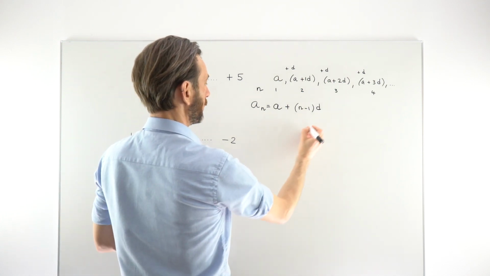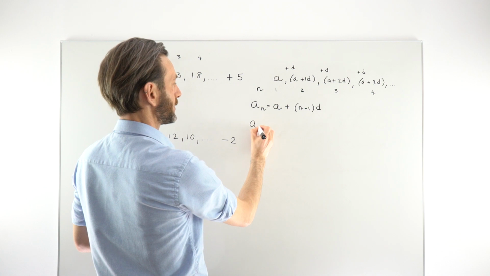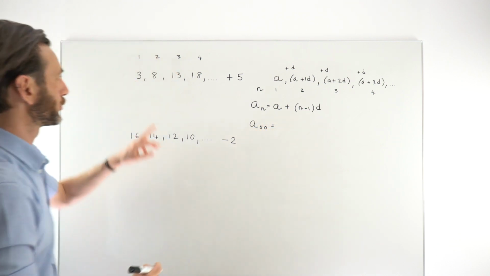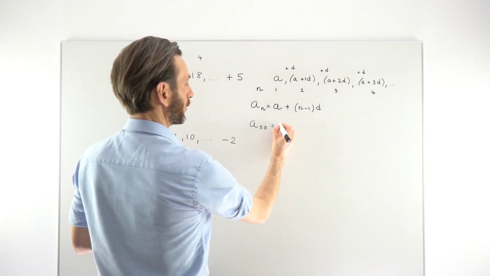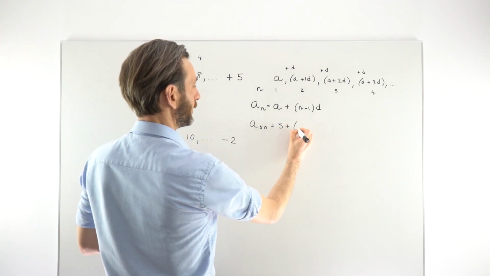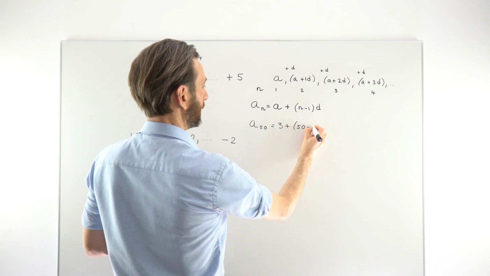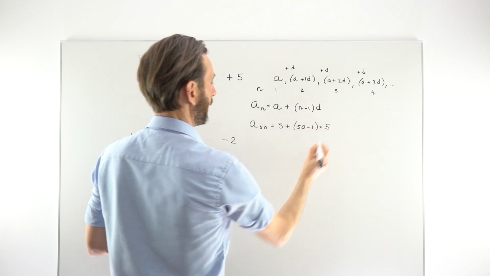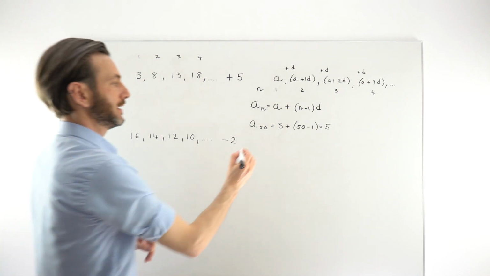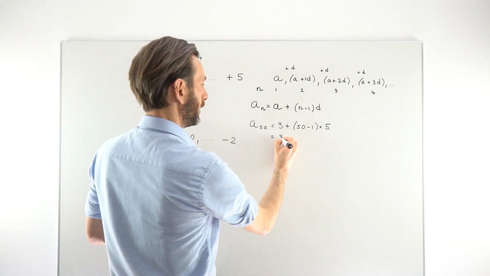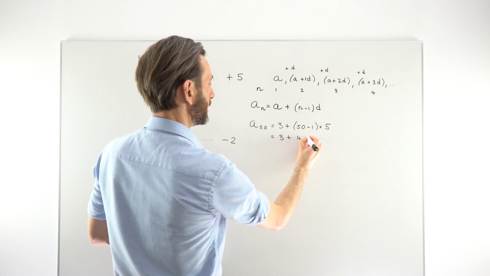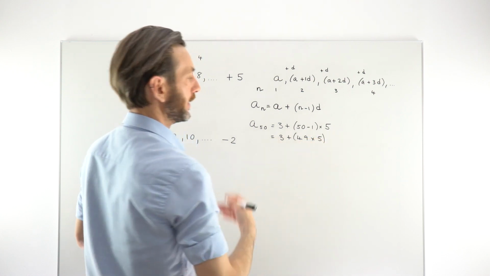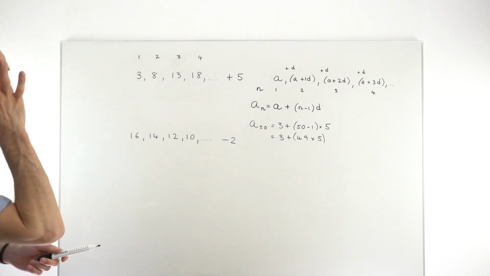So if we wanted to do, in that case, a sub 50, we would just plug in the first term, which is 3, and then we're going to add to that 50 minus 1 times d, which came to be, the d was 5 in that case. So it would be 3 plus 49 times 5. And then we'd work that out, and that would give us the answer.